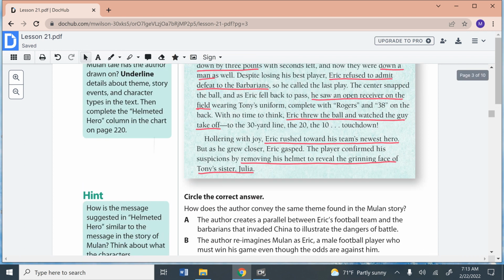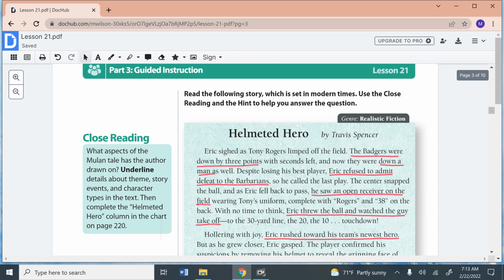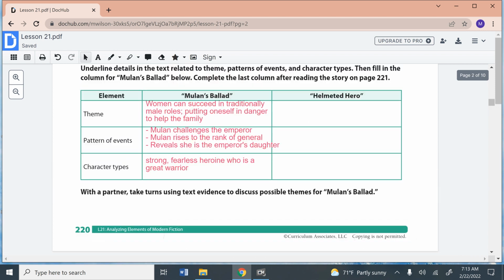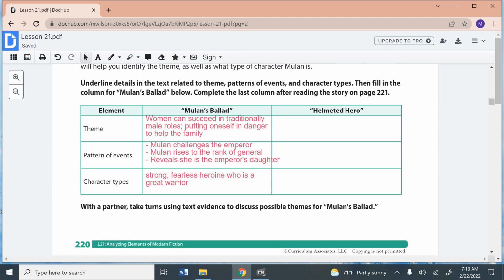So now let's go down to the question. Actually, before we go to the question, let's go back to the chart. In Helmeted Hero, we have very similar elements of theme, pattern of events, and character types. So we're going to try to fill in what these are, and you're going to notice that there are a ton of similarities between Mulan's Ballad and Helmeted Hero.